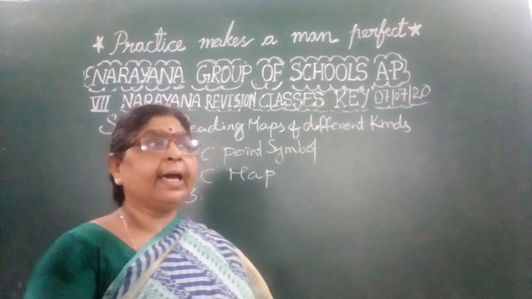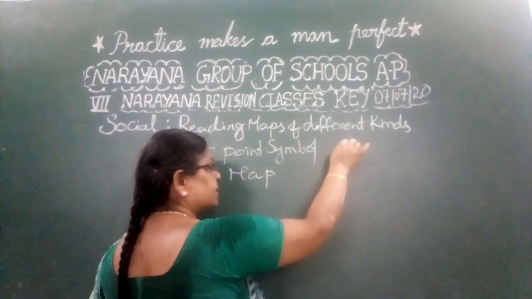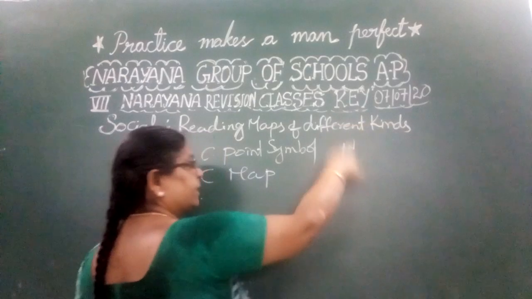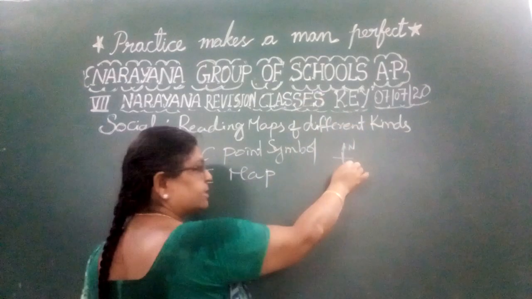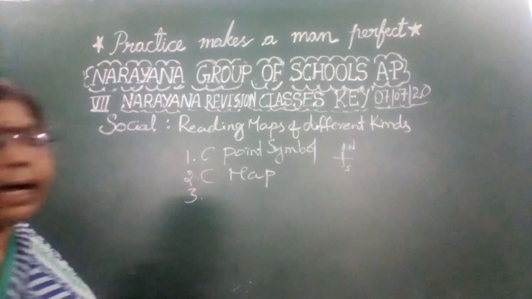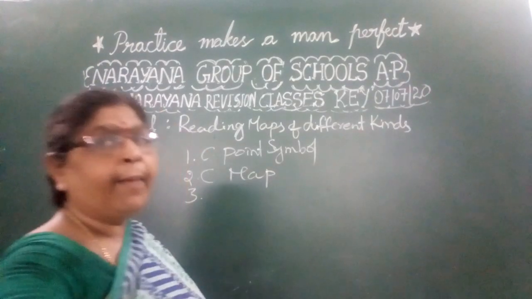That is why, see here, whatever map you see, they will be showing a symbol that is north. Means this side is north and this side is south. Like that you can understand. Always they will be showing the north side. So directions are very important in a map.